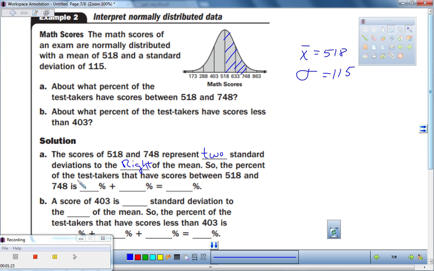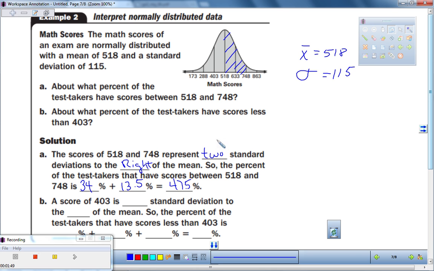So the percentage of test takers that have scores between 518 and 748. Now we've done the area with this. If you look back to your bell curve, this is going to be the 34%. And then this right here would be the 13.5%. We add the two together, and we end up with 47.5%. So 47.5% of the test takers scored between 518 and 748.